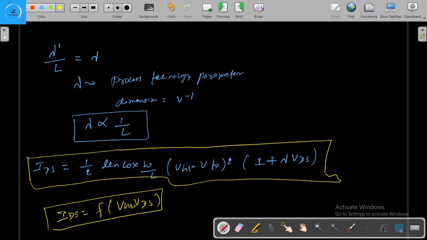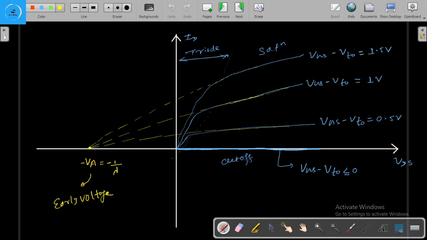So here, if we make the graph between the IDS and the VDS at a constant VGS, we have seen that this is the ID-VDS graph. Before studying channel length modulation, we saw that this curve is constant like this, from here.